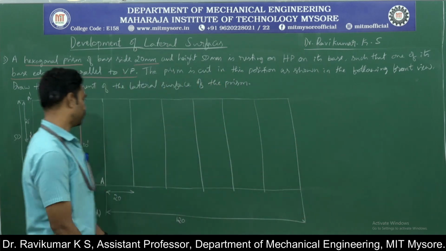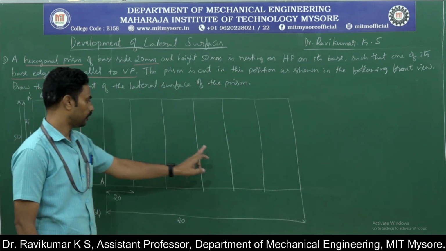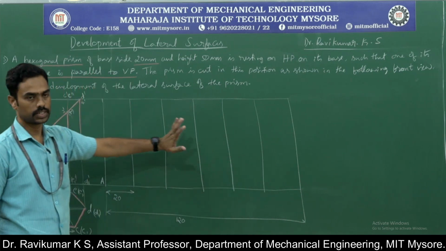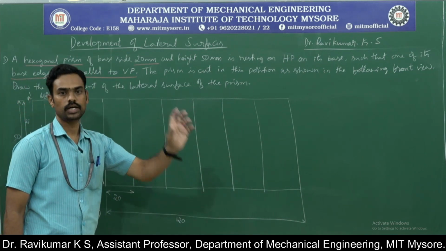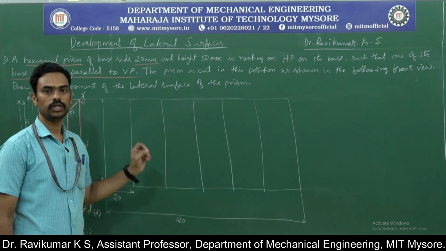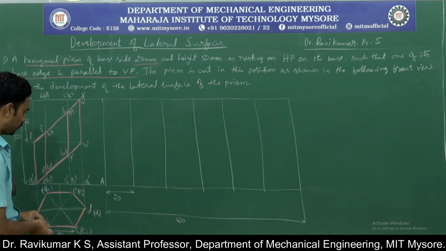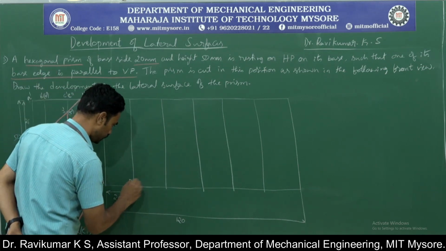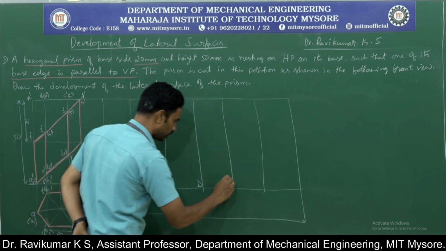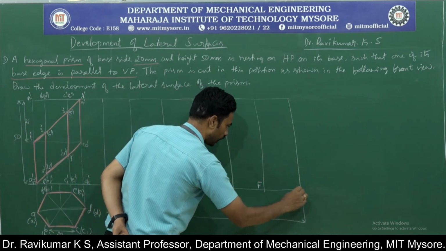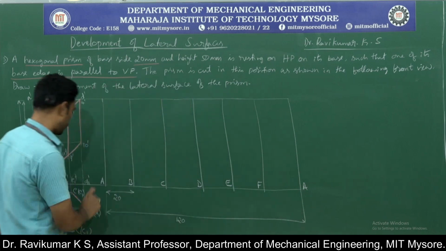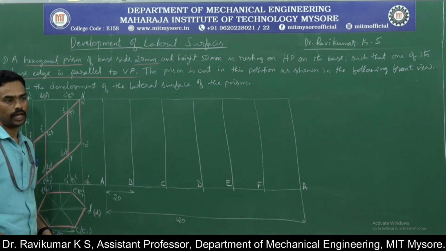So erase the remaining portion. 1, 2, 3, 4, 5, 6. 6 divisions represent the 6 lateral surfaces of the hexagon. This is A, this is B, C, D, E, F and again A, because A should coincide with A at the end.